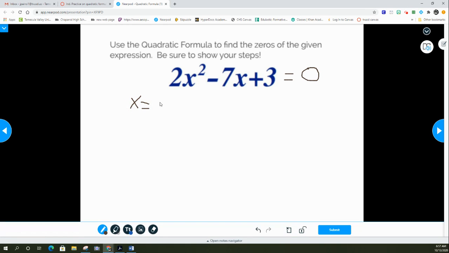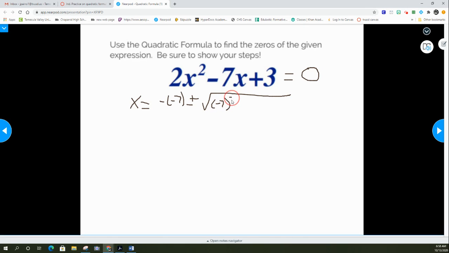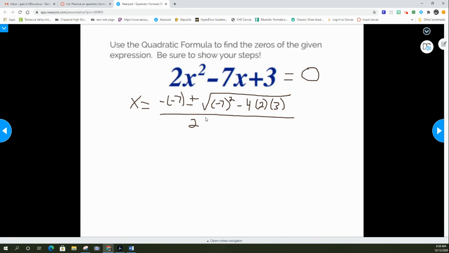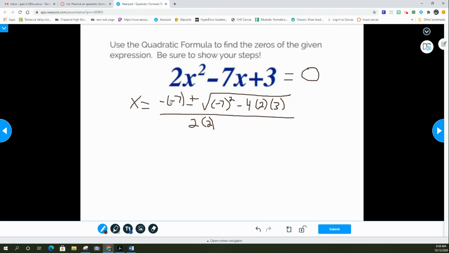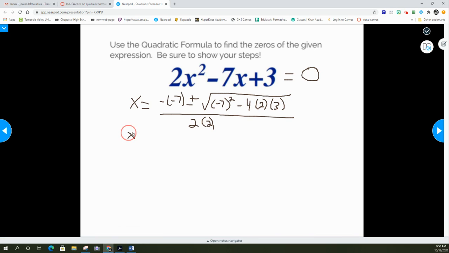X equals negative B, so negative negative 7, plus or minus the square root of B squared, so negative 7 squared, minus 4 times A, so times 2, times C, which is 3, all over 2A, so 2 times 2. Again, I am showing everything. I'm sure most of us are capable of not writing negative negative, could have written positive 7, could have written 49 right away. I'm just showing everything. This is good practice because it helps eliminate mistakes with signs if you see it all first.